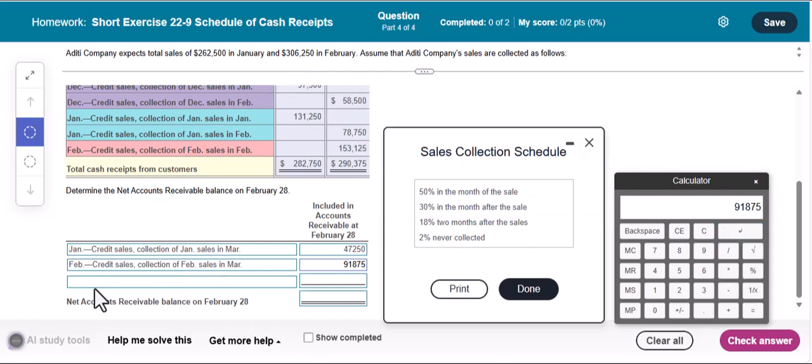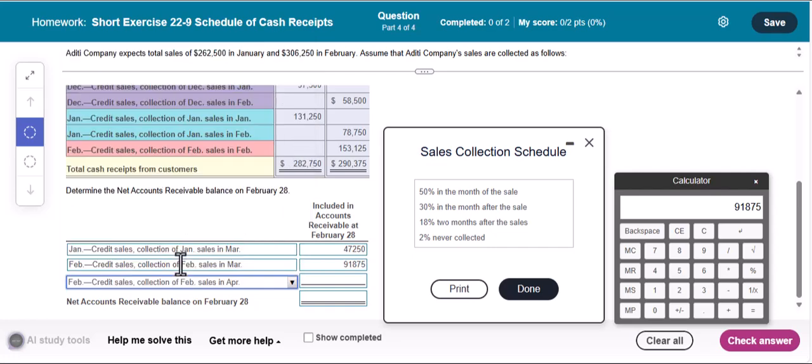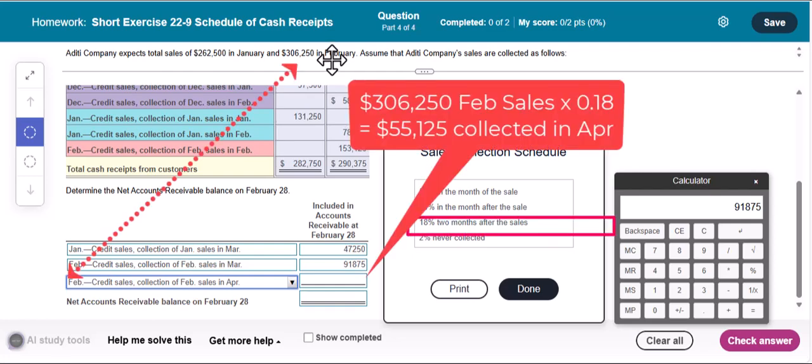And then next we have February credit sales, collection of February sales in April. So how much of our February sales of this 306,250 will be collected in April? Well, that is 2 months after the sale, so it's going to be 18% of that 306,250 in sales. So let's go ahead and enter that in correctly. Looks like it froze on me for a second. So we have 306,250, and then we're going to multiply that by 18%, and that is going to give us 55,125.